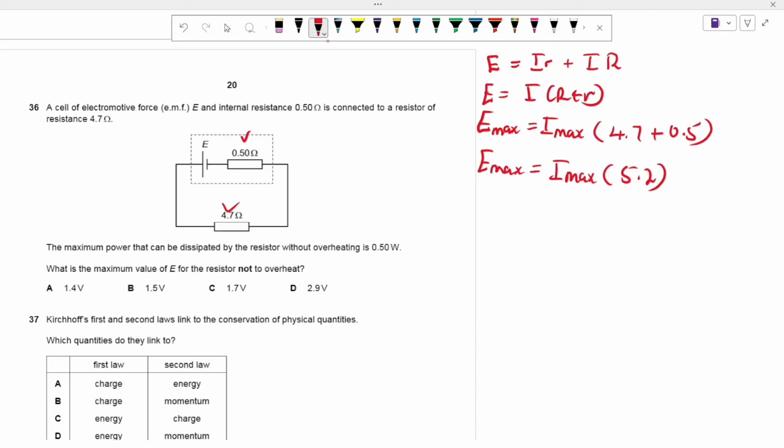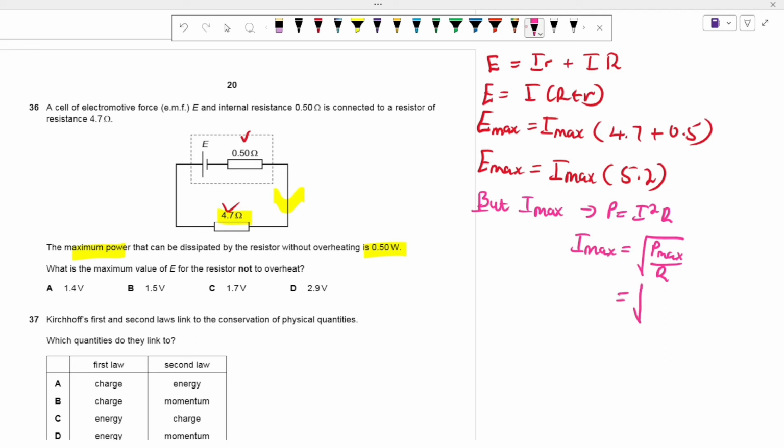Okay, so it means that if I'm going to use this information that I'm given, the maximum power, which is 0.50, and then I'm given this resistance, I can basically find the current that will be flowing. Okay, and how do I do that? Well, I know that power is equal to I squared times R. Therefore, I max will be equal to the square root of the maximum power divided by the resistance.